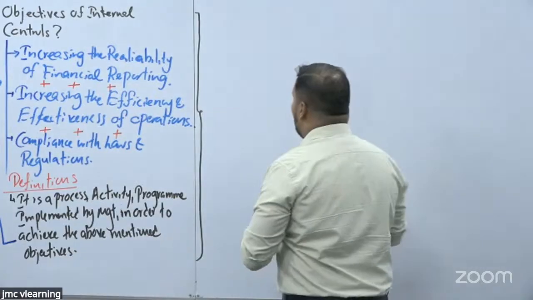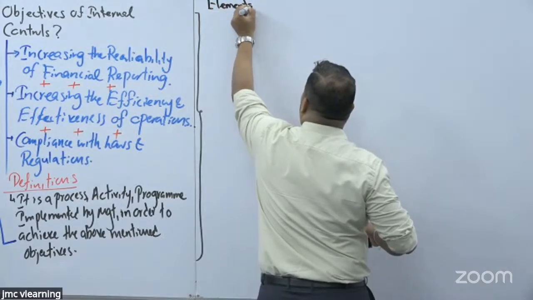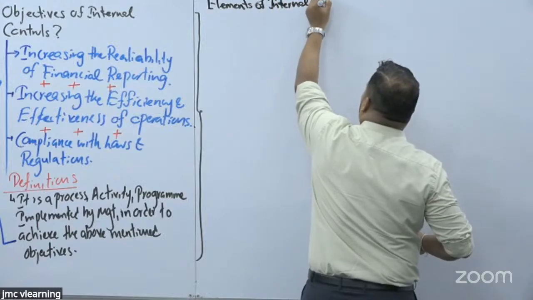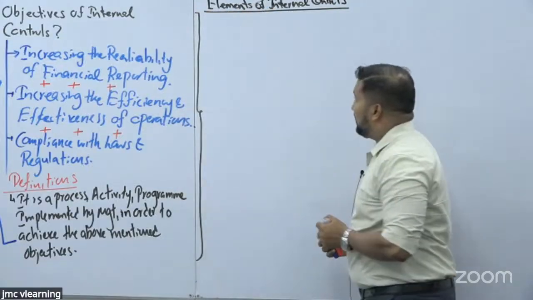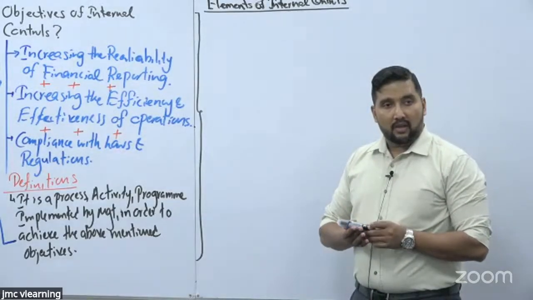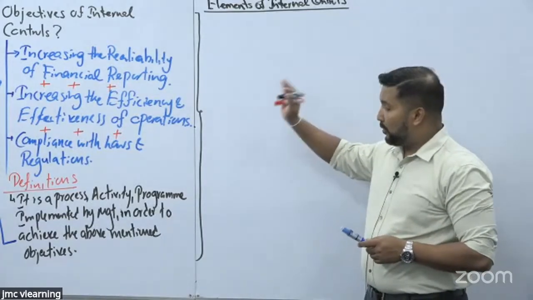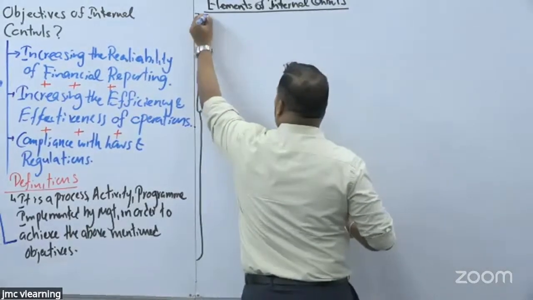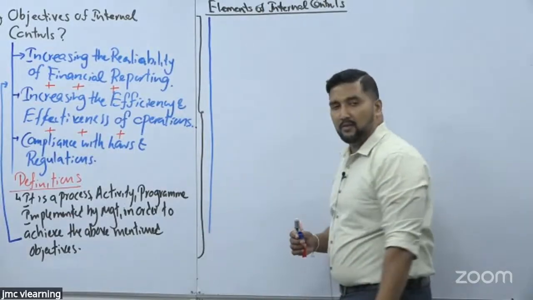Those are referred to as elements of internal controls, which have been frequently tested in the exam. Elements of internal controls. So how many elements are there? When you look at it from the broader perspective, there are 5 elements for you to have internal controls.